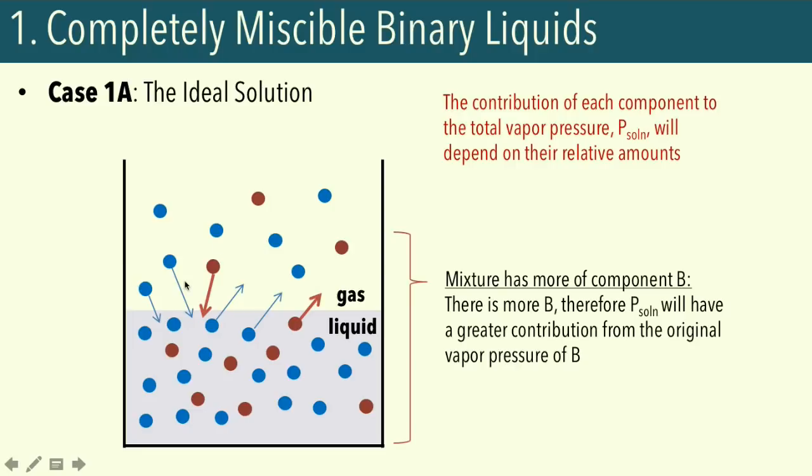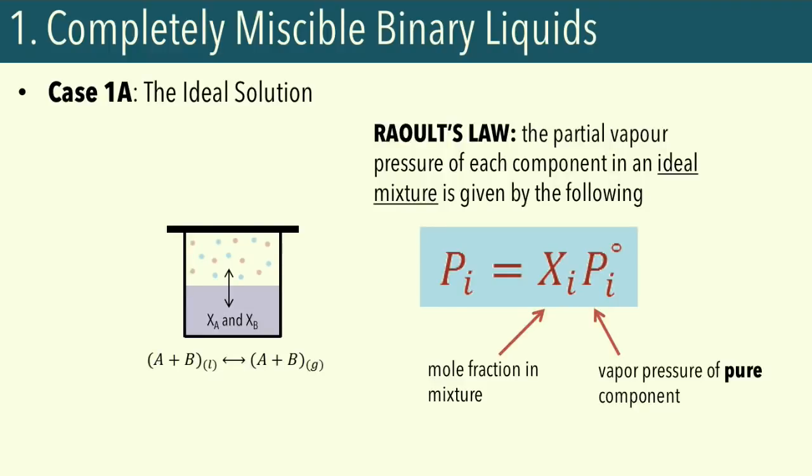We can express this mathematically using Raoult's law. Raoult's law tells us the partial vapor pressure of each component in an ideal mixture. That is given as the mole fraction of component i in the mixture times the pure vapor pressure of component i. This overall gives us the vapor pressure of component i in the mixture.